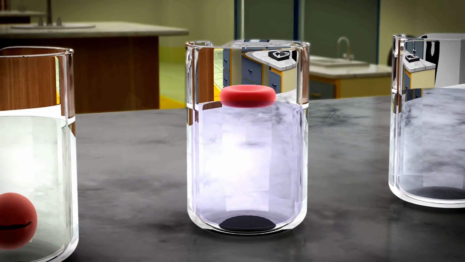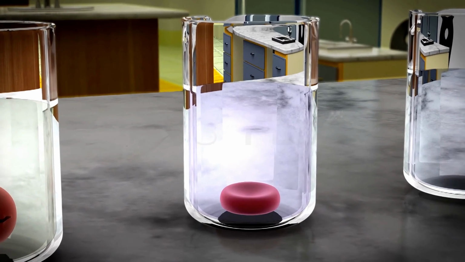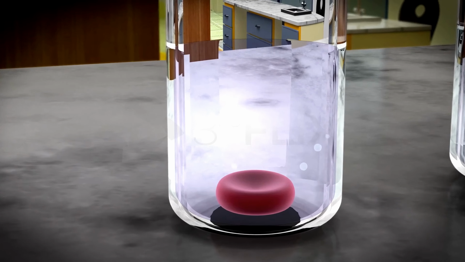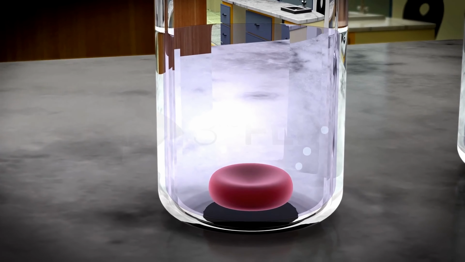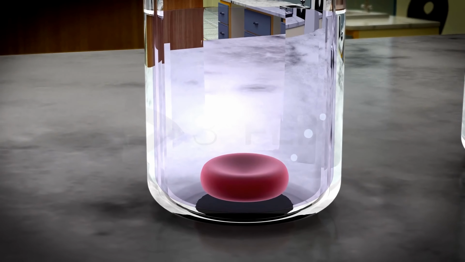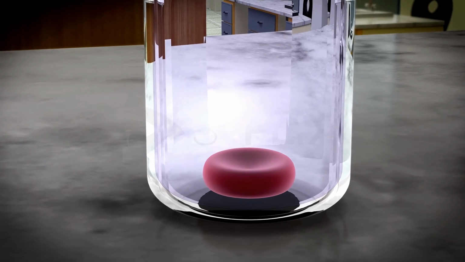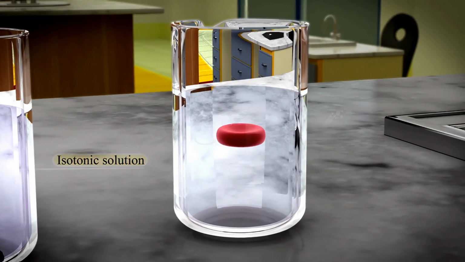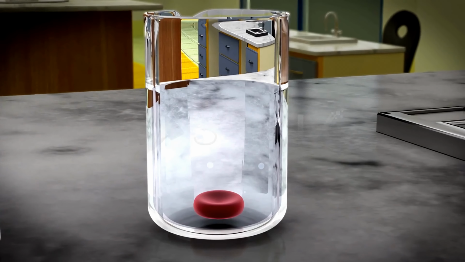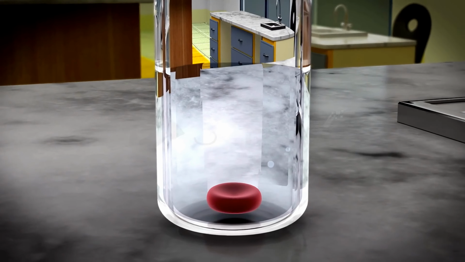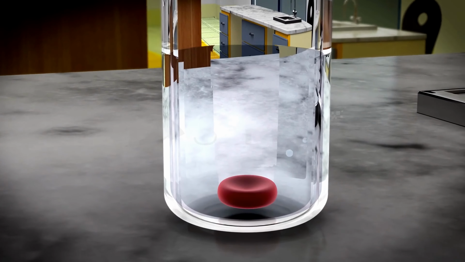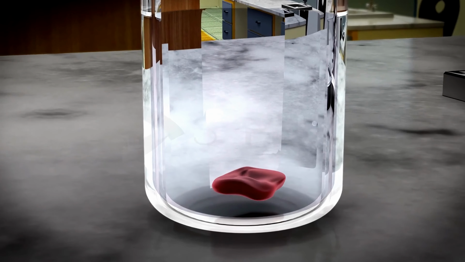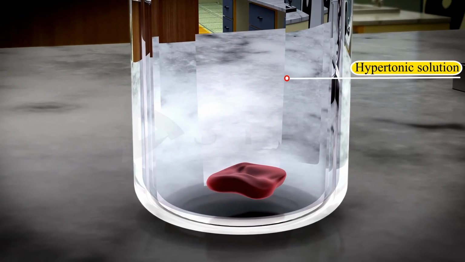The cell size doesn't alter if the external solution has exactly the same concentration of water as the cell cytoplasm. It is because there is no net movement of water across the cell membrane. Such a solution is known as an isotonic solution. The cell shrinks if the external solution has a lower concentration of water than the cell cytoplasm. Here, more water leaves the cell than enters it. Such a solution is known as a hypertonic solution.